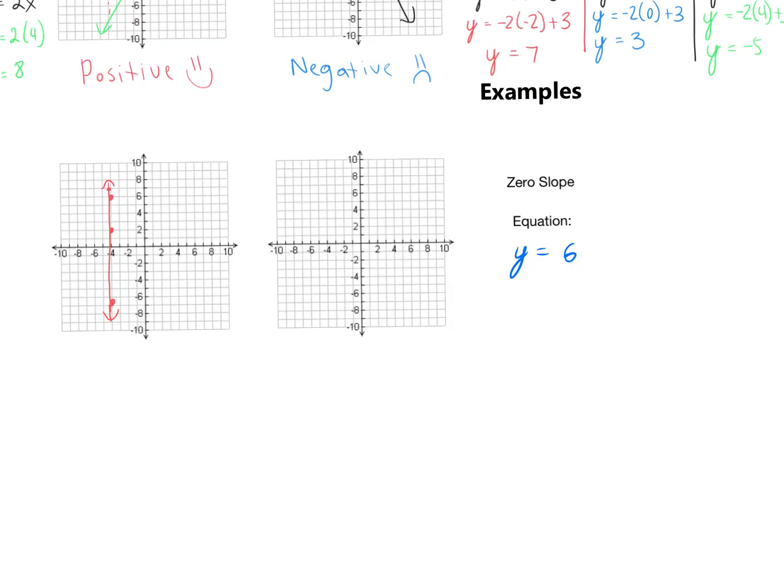Now the zero slope. Our equation, write this down, is y equals 6. So we're going to just give ourselves an x to make it a little easier, right? So we can come up with whatever we want for our x. Gigi, give me an x coordinate. 4. As long as we have that y is 6. Cole, give me an x. 3. Liliana, give me an x.